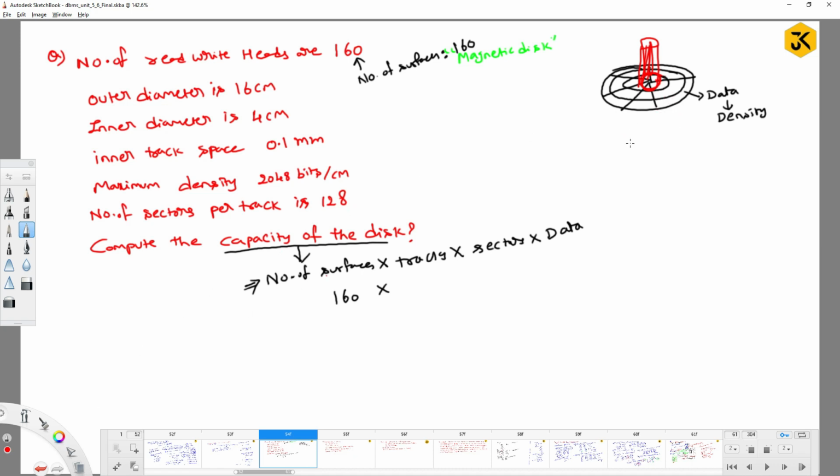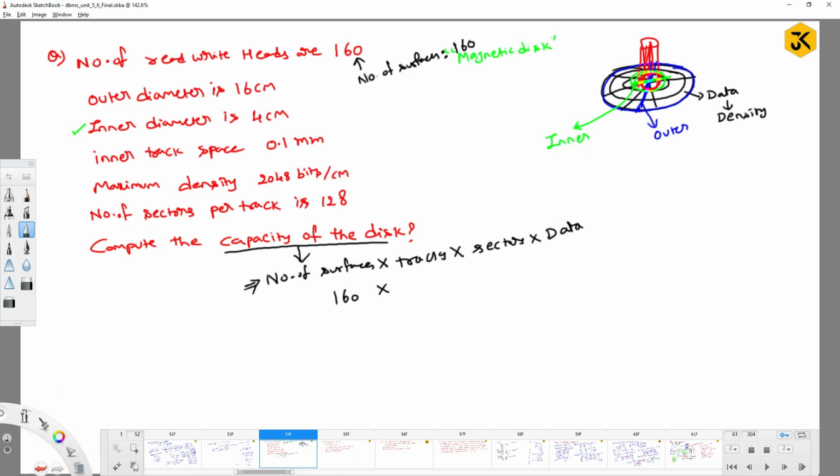Now they have given the inner diameter clearly, meaning the diameter of the innermost circle. This is the inner diameter. And the outer diameter they have also given, meaning the diameter of the outer circle, from one corner to the other. So this blue line defines the outer diameter, and this green color defines the inner diameter. So guys, in which location are tracks available?